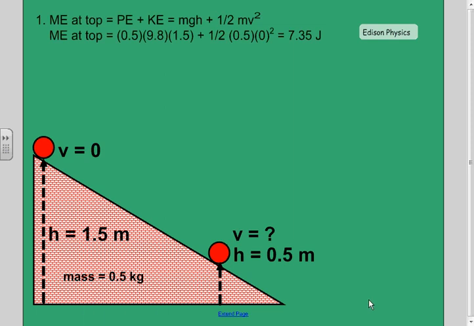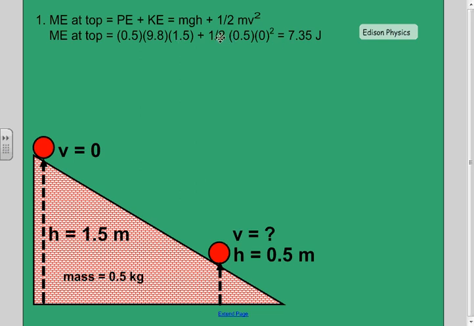Mechanical energy at the top of the hill is equal to the PE of the ball plus its KE. PE is calculated as mgh. KE is calculated as 1/2 mv squared. So I add those things together. Now I substitute the numbers I know from the problem. The mass of my ball for mgh is 0.5 kilograms. Near the Earth, g has a value of 9.8 meters per second squared. And in this problem, the height of the ball at the top of the ramp is 1.5 meters.